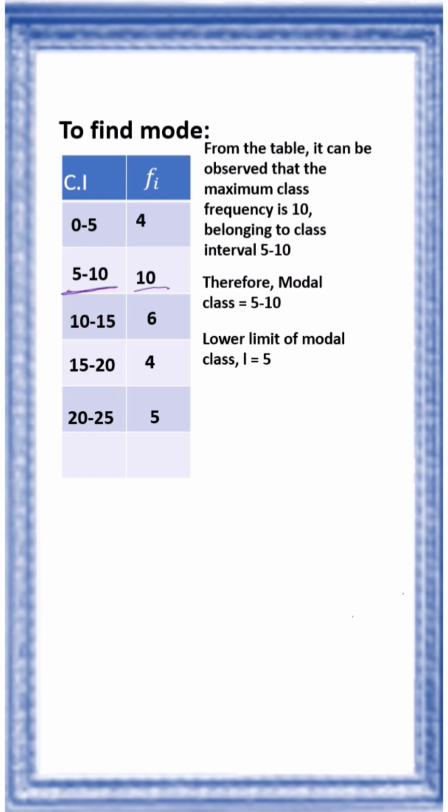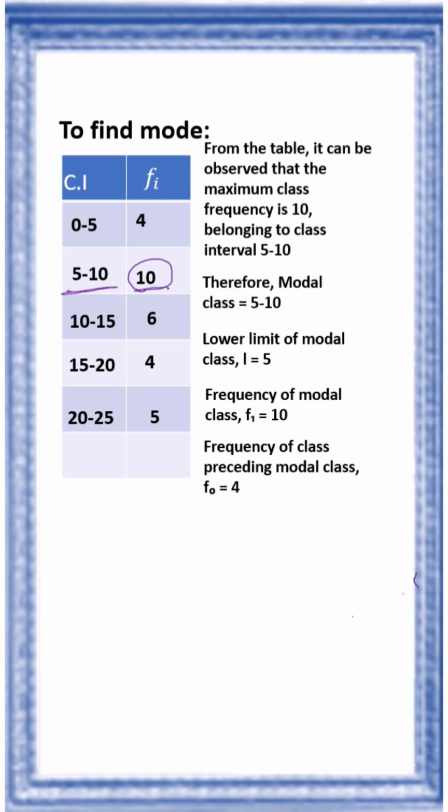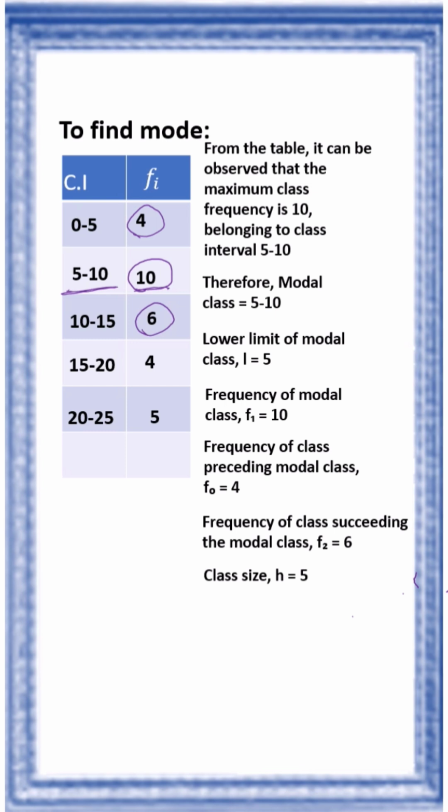L, the lower limit of the modal class, is 5. F1, the frequency of the modal class, is 10. F0 is the frequency of the class preceding the modal class, that is 4. F2 is the frequency of the class succeeding the modal class. F2 is 6. Now class size H is 10 minus 5, that is 5.